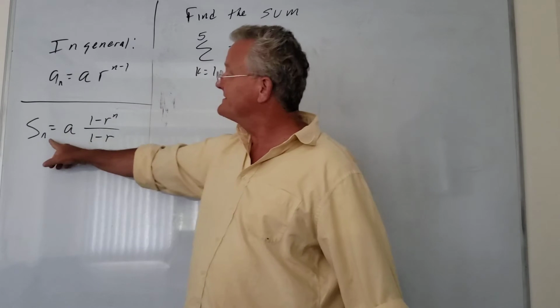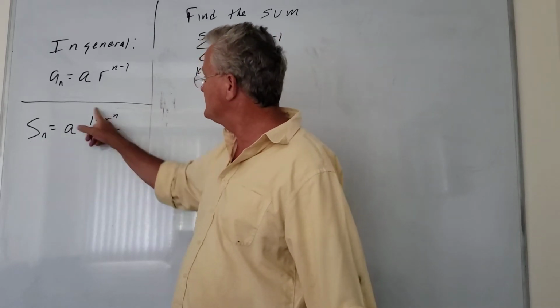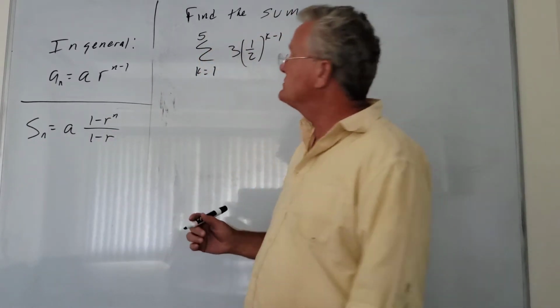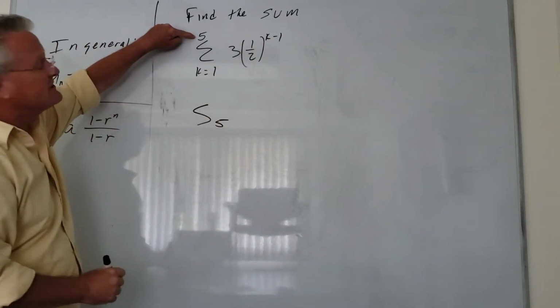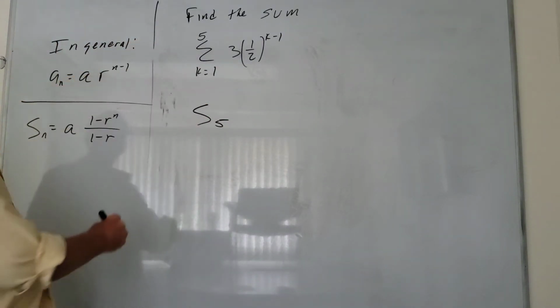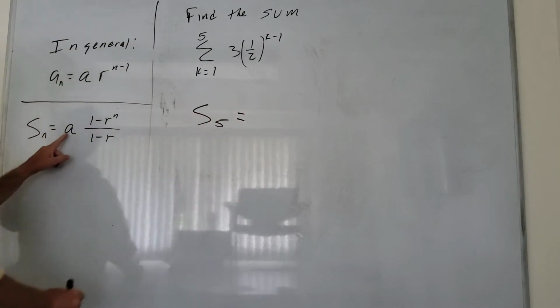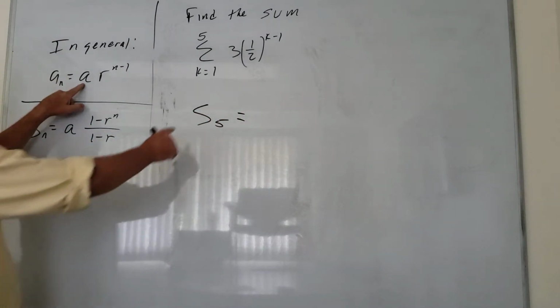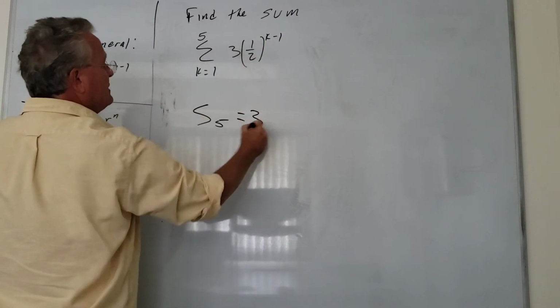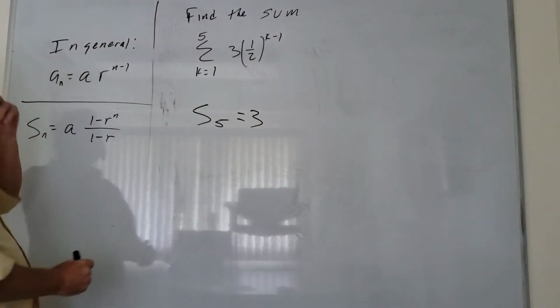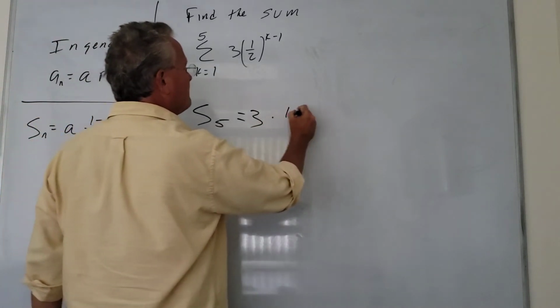For us, it's going to be the 5th partial sum. And this is our little formula. So we just plug it in. So in this case, it's the 5th partial sum because that's where we're stopping. And what is a? A is the coefficient of what's raised to our power. A is 3. And then we have 1 minus r to the n.